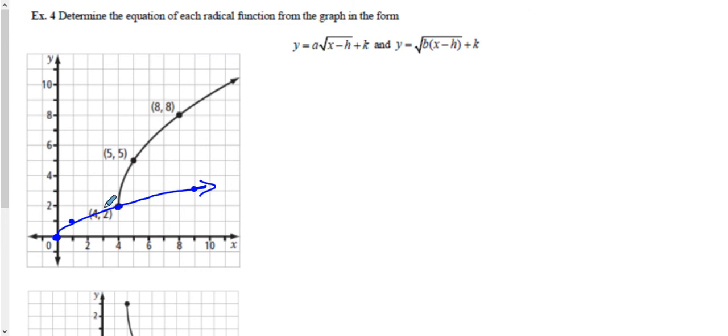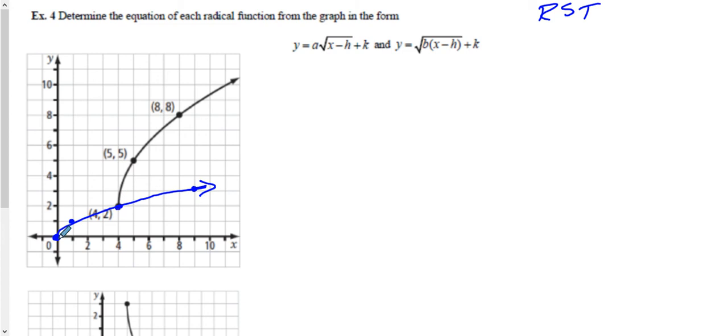So let's talk about what I see right away. I'm always going to check for vertical stretch right away. The order I should be checking things in is RST, by the way: reflection, stretches, translations. I don't see any reflections because it's not changing direction and it didn't go over here in quadrant 2. So there's no reflections in this one.